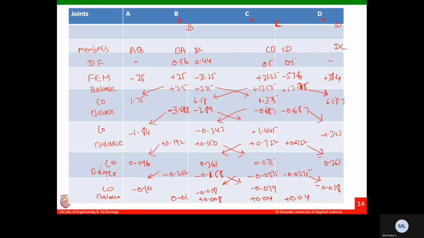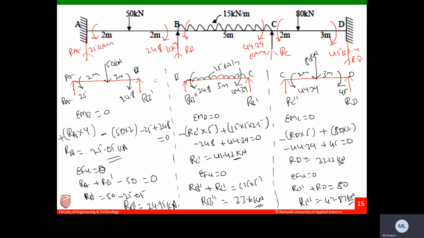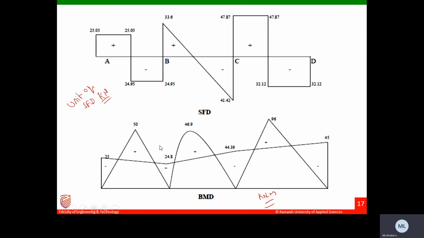Then next, you need to draw the moment distribution table, and we need to find out the final moments. So I got the final moments here. Then calculate the support reactions to draw the SFD. Then draw the BMD. So this is the SFD given, and this is the BMD.